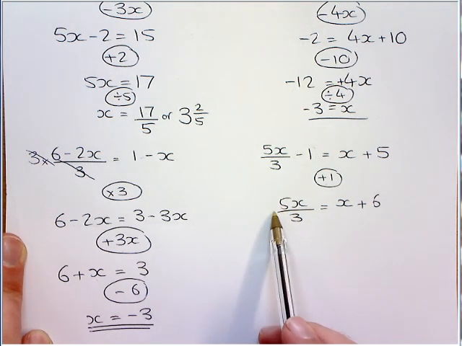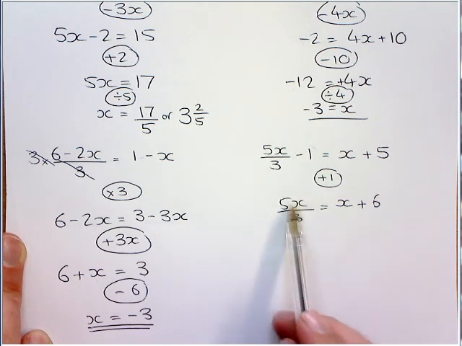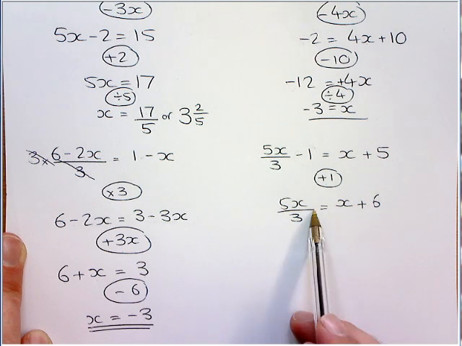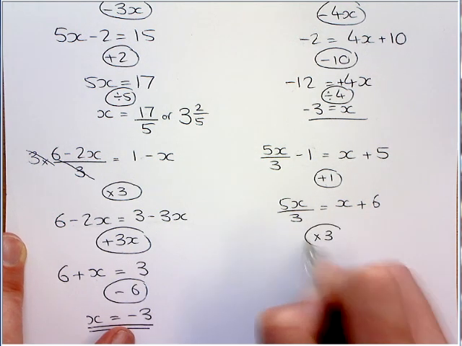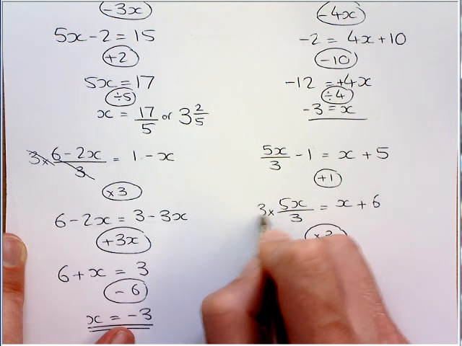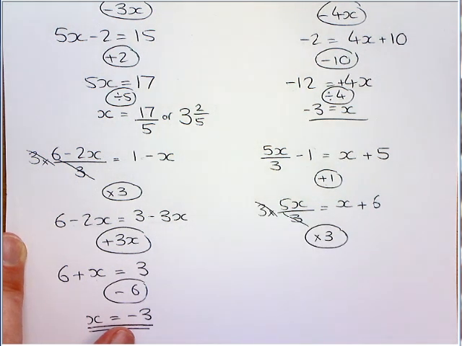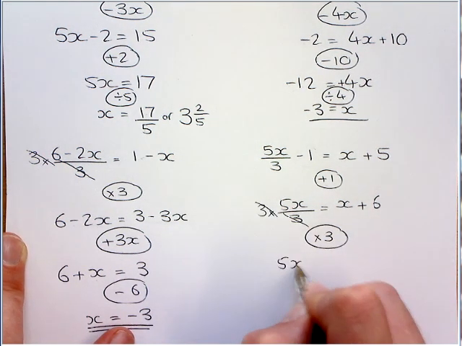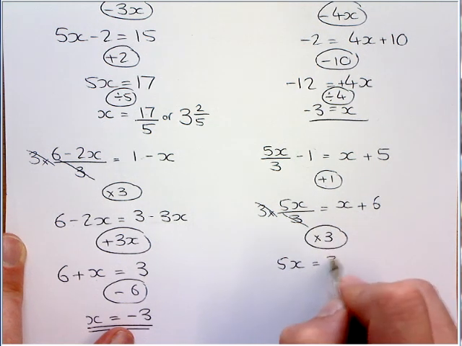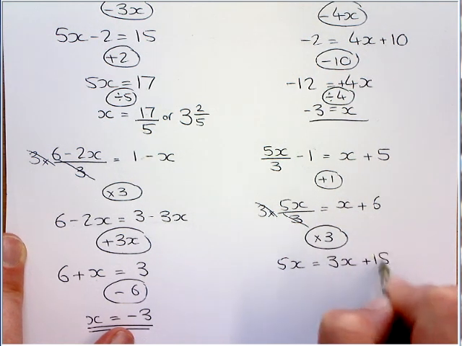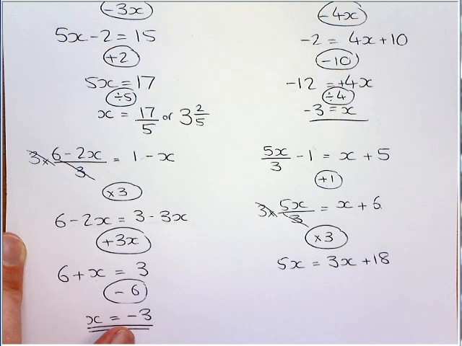Now, this is being divided by 3, so I can't move any of these x's yet, so I'm going to times by 3, just like before. Remember, timesing by 3 and dividing by 3 cancel each other out. So it'll be 5x, 3 of those, and 3 of those, so that's 18.